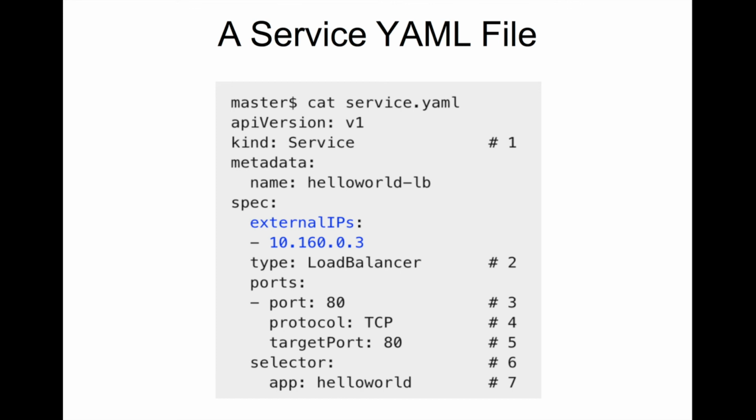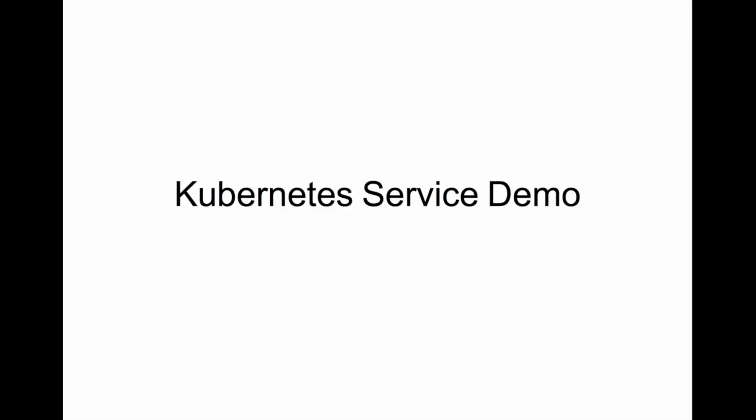Number 6 and 7, selector and labels. It specifies the labels to match. Pods that are labeled with app equal to hello world will be brought under the control of this service. Remember that this is the label we added to our pods when we created our deployment. Now, let's create the Hello World load balancer service using the service YAML file.